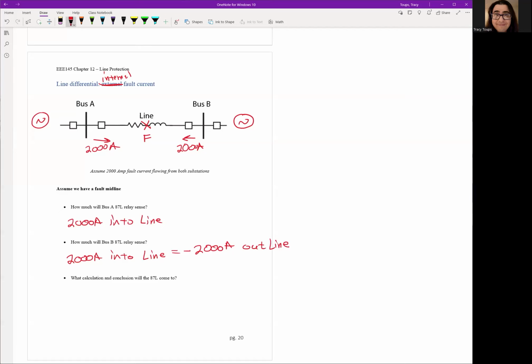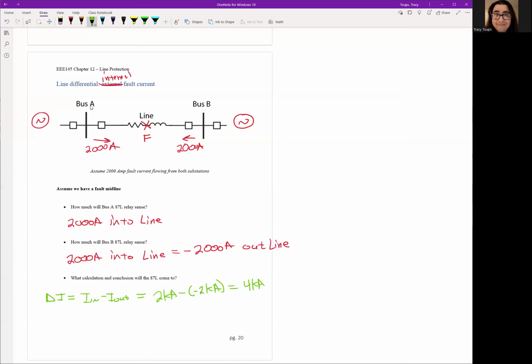So I can reverse the current arrow and say I have negative 2,000 coming out, which is needed because when we take the difference in the current, it's going to be I in minus I out, right? So I in on one side is 2,000 amps, 2 kiloamps. I out is actually negative 2,000 because we're actually flowing into the line. And when we take a negative, it's a positive. So we actually have 4,000 amps as a differential current.